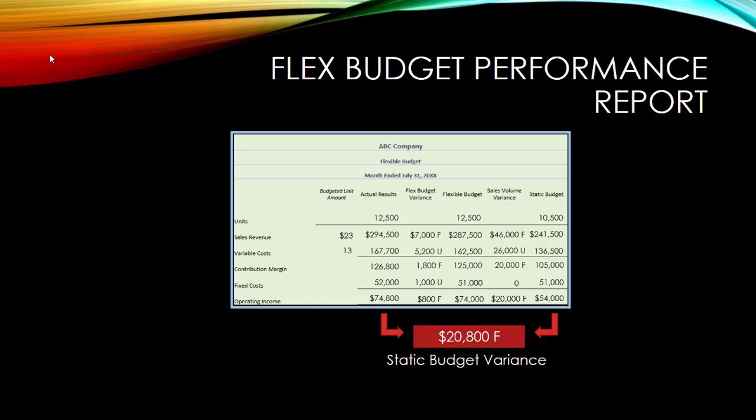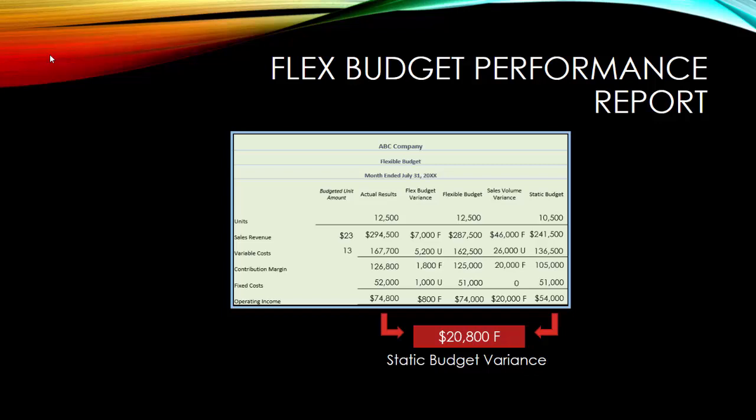Well, the difference found in the sales volume variance is how much of that increase between your budgeted income and your actual income can be attributed purely to the fact that you sold more units, right? If you sell more units, you're going to have more income. So for ABC Company, they are saying that $20,000 of that $20,800 difference can be attributed to the fact that they made and sold 2,000 more units during the period.